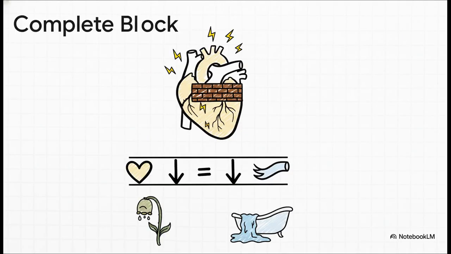So let's just walk through what's happening here. In complete heart block, the electrical signal from the atria is completely cut off from the ventricles. They're totally dissociated. The ventricles, left to their own devices, start beating at their own very slow escape rhythm. And just look at that equation. If you tank the heart rate, your cardiac output plummets. When that happens, the body isn't getting enough blood, and fluid starts to back up. That's heart failure. The electrical problem has officially become a pump problem.